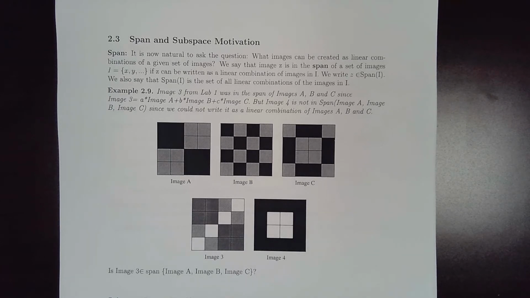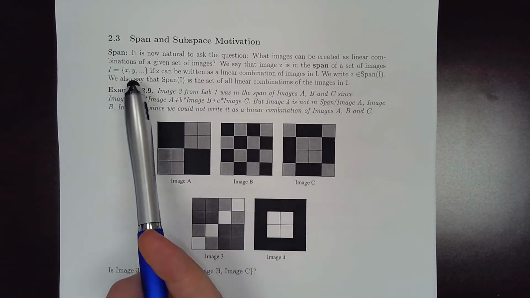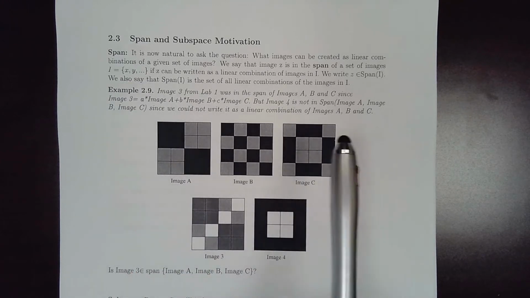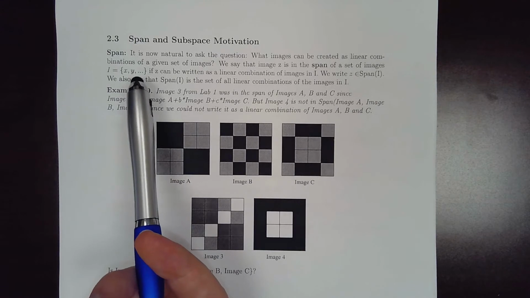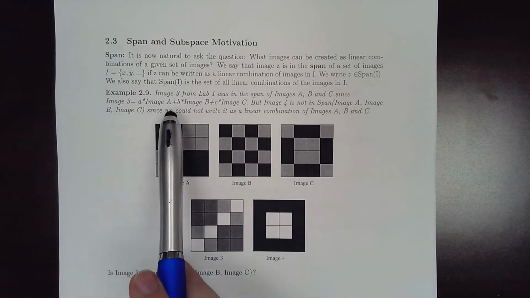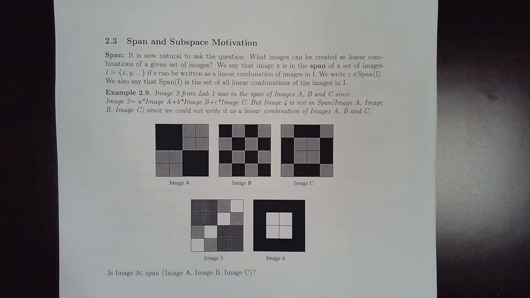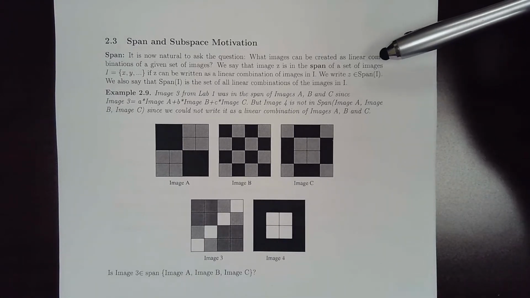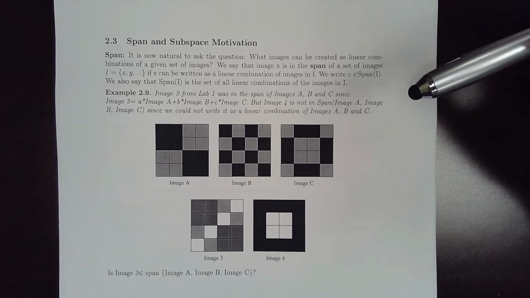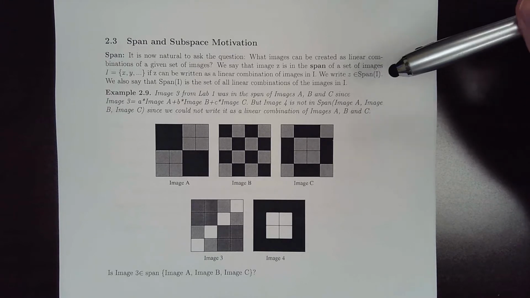We say that an image Z is in the span of a set of images if Z can be written as a linear combination of the images that we have. So we say Z is an element of the span of I, where I is the images we're talking about. We also say that the span of I is the set of all linear combinations of the images in I. This is going to be our way of talking about these definitions. It'll be helpful to know the difference between the different ways we're talking about span as we go forward.